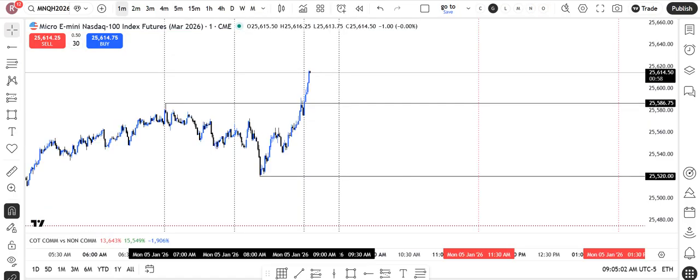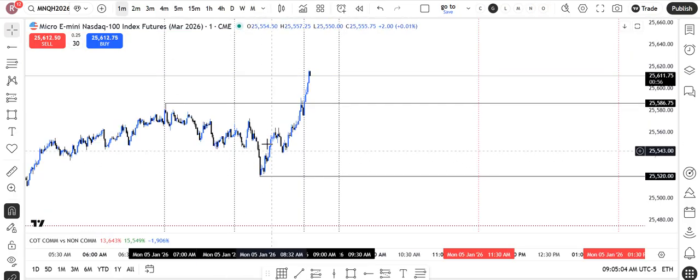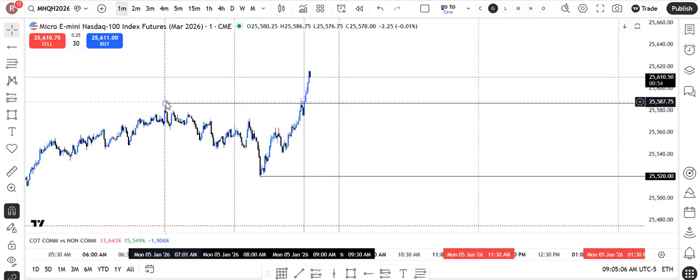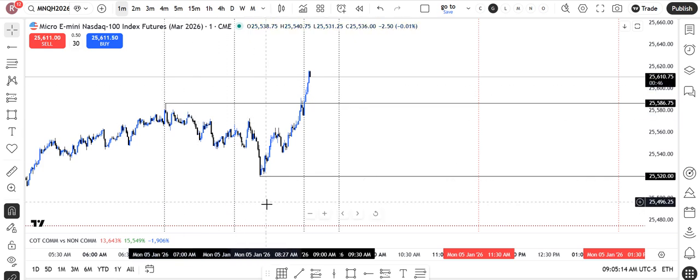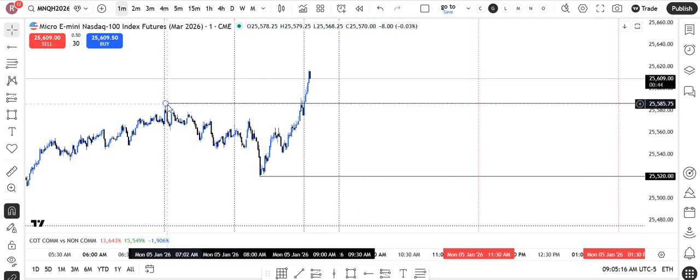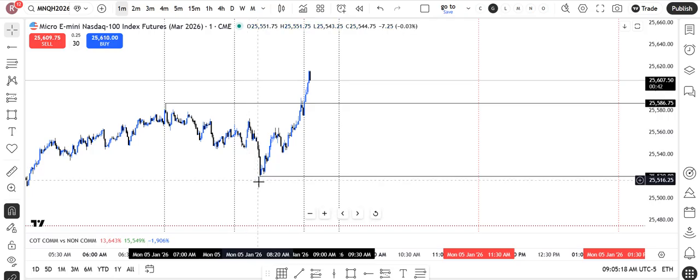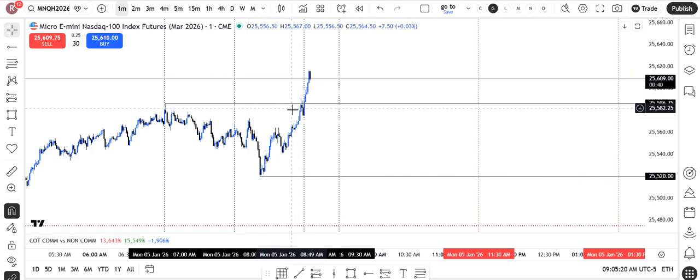Also, I was looking at this chart. From 7 o'clock, which is the start of the morning session basically, to 9 o'clock right here, we have this range from this high to this low. Now, it's already been broken to the upside.